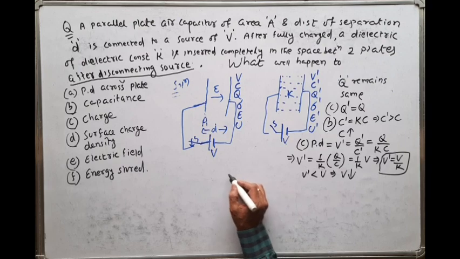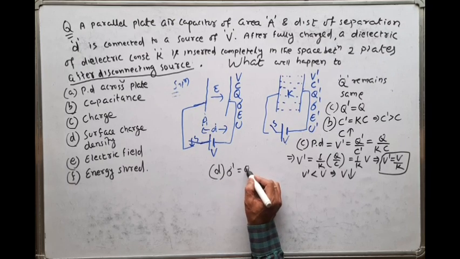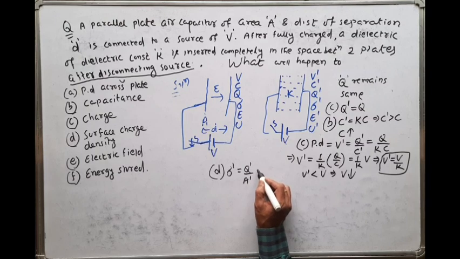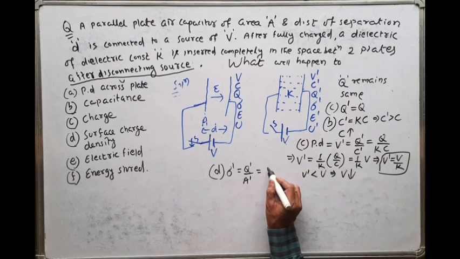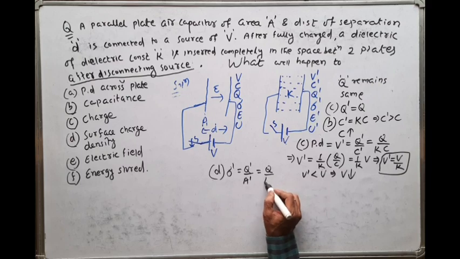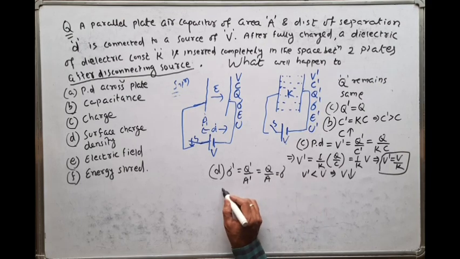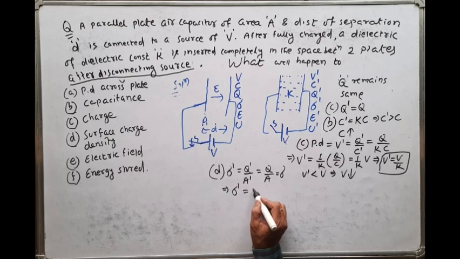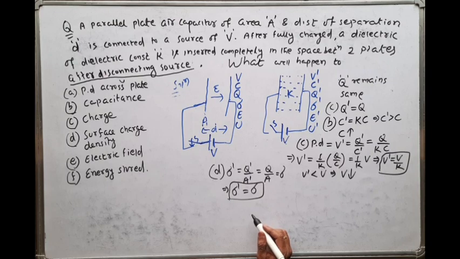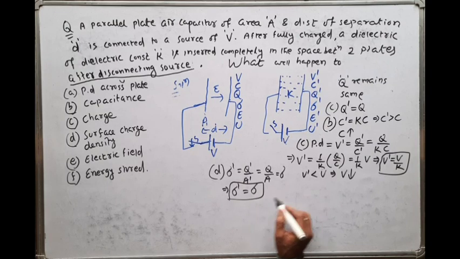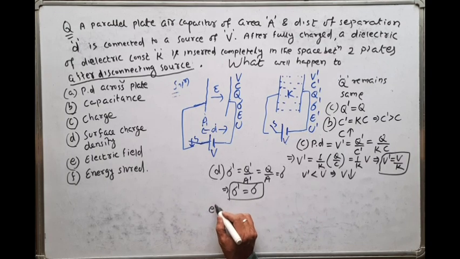Come to surface charge density. Surface charge density sigma dash is equal to Q dash by A dash. But Q dash is equal to Q, the same charge, and the area has not changed, it is A. So Q by A is nothing but sigma. So the surface charge density remains the same. Sigma dash is equal to sigma. It will not change.